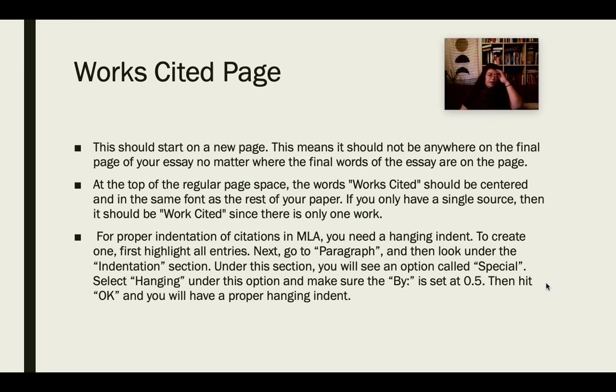So for proper indentation of citations in MLA, you need to have a hanging indent. To create one, first highlight all entries. Next, go to paragraph and then look under the indentation section. Under that section, you will see the note special and you select hanging. So we've already been over this in class, right? But you're going to want to make sure that you have the hanging indent not just for your works cited page, but also for your annotated bibliography, right?